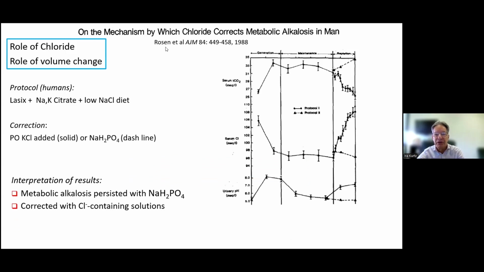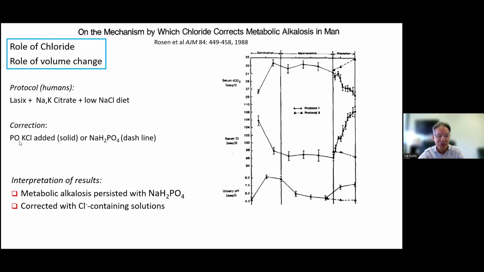And then Rosen, a year later, continued to look at the effect of chloride and volume, and they had a different protocol. And this is a human study as opposed to these other animal studies. They gave Lasix, they gave sodium K citrate. Remember, citrate's converted into bicarbonate when the carboxyl groups are neutralized, just like ketone bodies or lactate or acetate in TPN, all these organic anions are converted into bicarbonate, with a lower sodium diet.